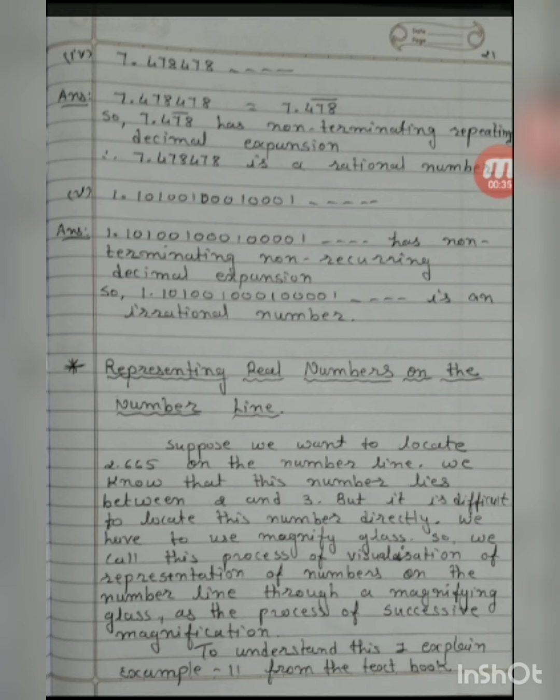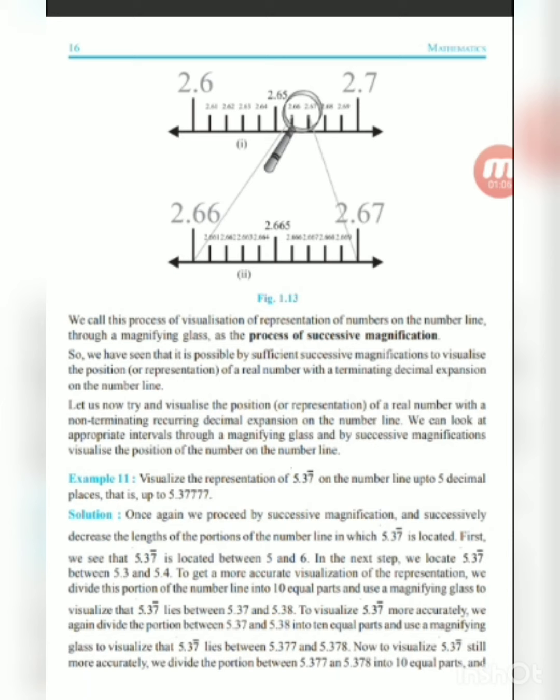We have to use a magnifying glass. So we call this process of visualization of representation of numbers on the number line through a magnifying glass the process of successive magnification. For understanding this process, we have to explain example number 11 from the textbook. So everyone, take out your textbook. Page number 16, example number 11.